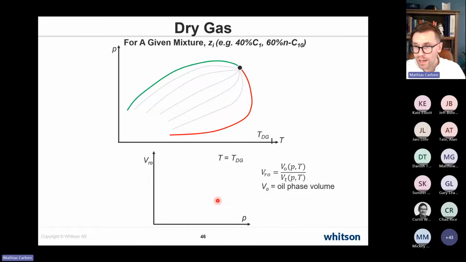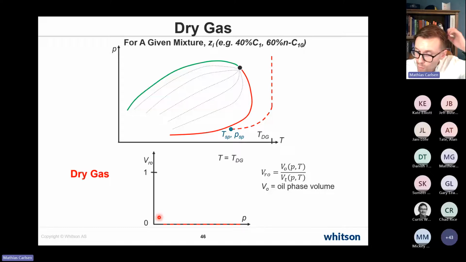And then we're dealing with a dry gas. Same thing in the reservoir, no dew point, but at surface, the surface process is outside of the two-phase envelope. So there's no liquids being produced at surface. And just like with a wet gas, there's no liquids dropping out in the reservoir. So the liquid relative volume is zero.